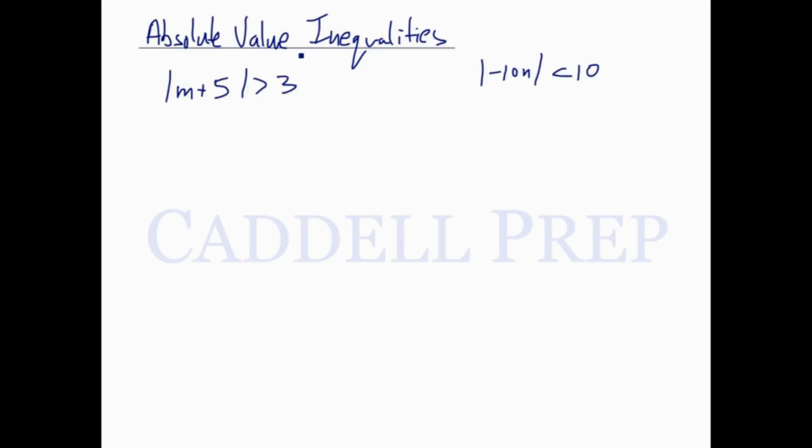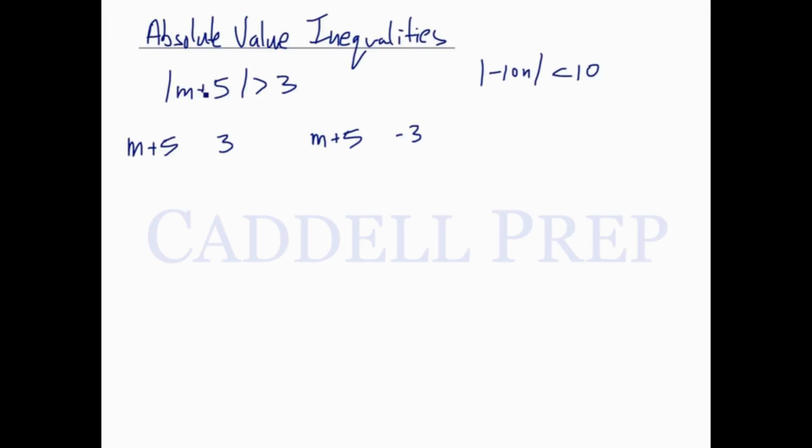Alright, let's go over solving absolute value inequalities. So we're going to have to combine our knowledge for solving absolute value equations and solving inequalities. So let's look at this one. We have this absolute value term by itself. So from here we could split this up where we have m plus 5 and we have a 3. I'm not going to write the sign here yet. And m plus 5 and a negative 3.